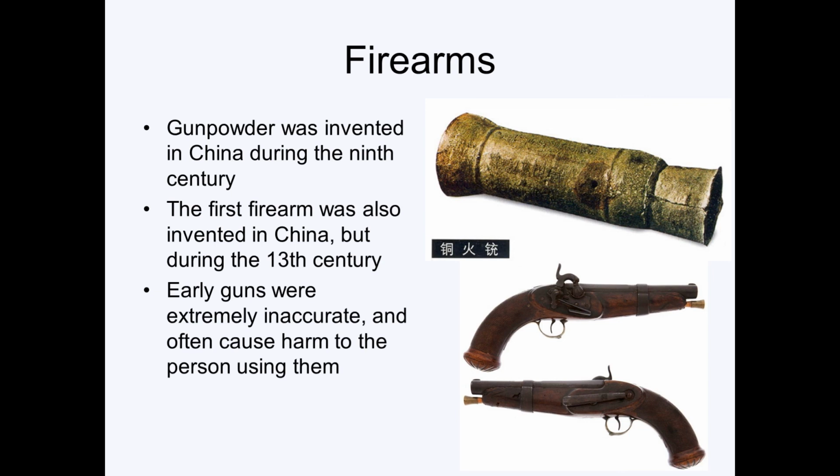Early guns were extremely inaccurate and often caused harm to the person using them. And that top picture there, that's a picture of a very early gun. I don't know how you fired it or exactly how it worked. Maybe you put something in one end and there was gunpowder in the other end and you just lit it on fire. No idea, but that's one of the first ones.